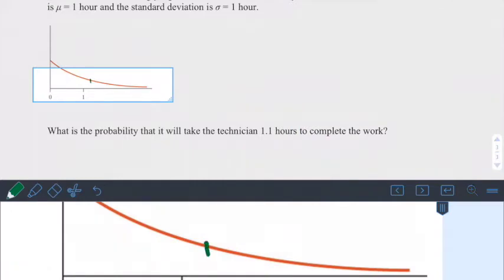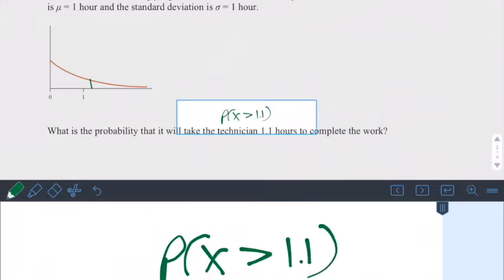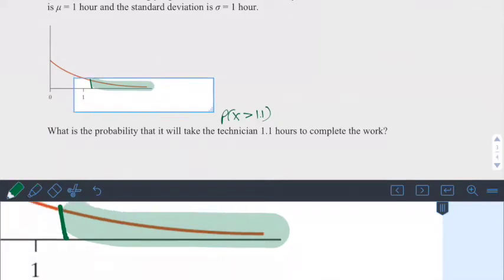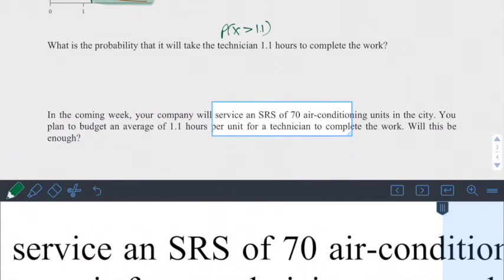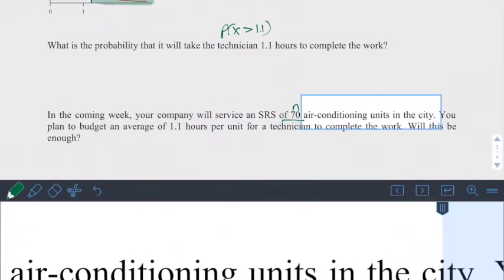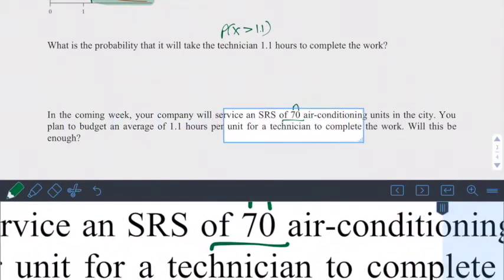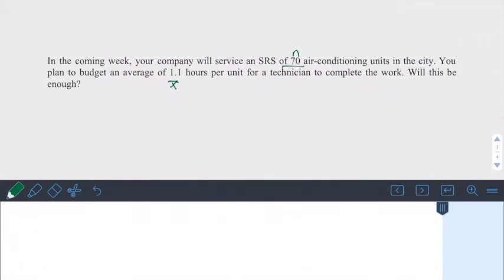I don't know. 1.1 is here, and let's say what's the probability that it would take the technician 1.1 or greater hours. So this area, I don't know that area because I don't know anything about that curve. I know it's really, really skewed, so I can't really do anything with this one. But in the coming week, your company will service a simple random sample of 70, that's my sample size, n, air conditioning units in the city. You plan to budget an average of 1.1 hours per unit for a technician to complete the work. So this is my average x bar of those 70. Will this be enough? Well, let's draw it.